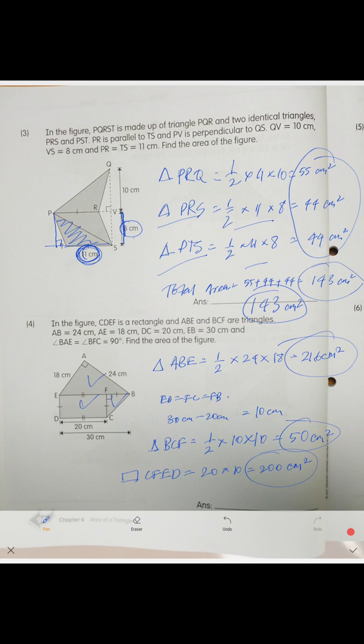So the total area of the figure is equal to 216 plus 50 plus 200, which is 466 square centimeters. So that's your answer. 466 square centimeters.